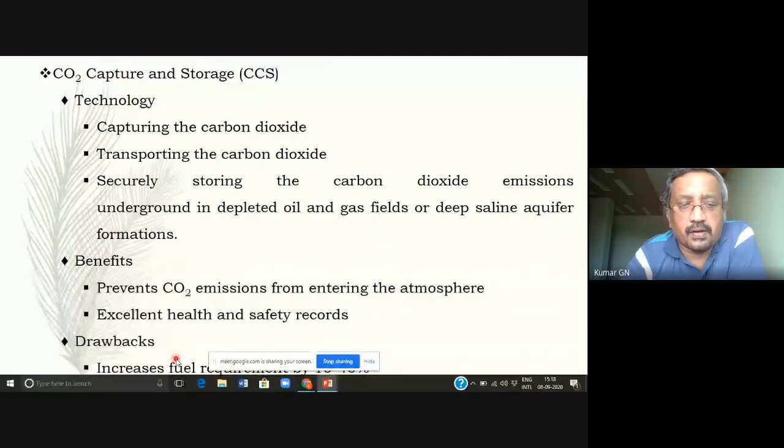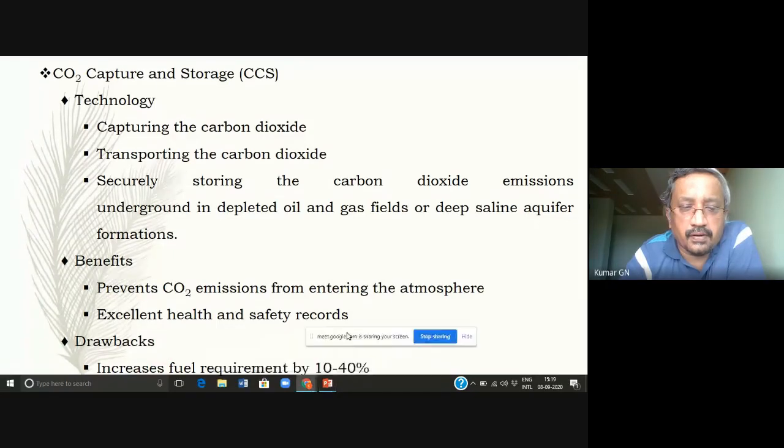Okay. So the benefits: you can see carbon dioxide emissions entering the atmosphere are reduced. So that is an advantage, because we are capturing it and burying it in the earth. Excellent health and safety record, because carbon dioxide in the atmosphere is reduced, and global warming temperature can be reduced. Drawback: it increases fuel requirement by 10 to 40%, because the carbon dioxide is produced from hydrocarbon fuels.